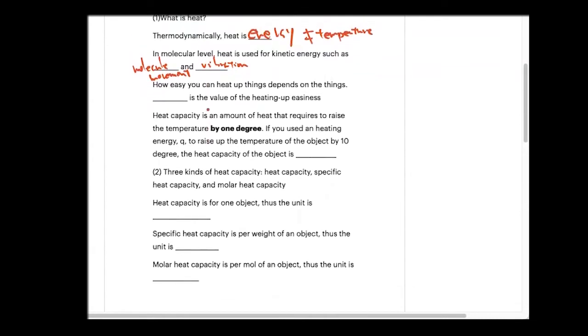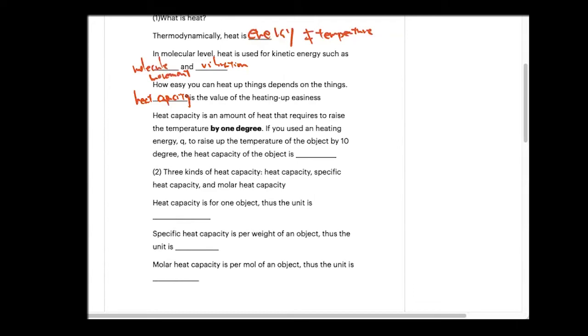And how easily you can heat up things depends on the thing. So each object has different easiness to be heated up using the same amount of heat, which is called the heat capacity. So this is what we study here, heat capacity. And the heat capacity is the amount of heat that is required to raise the temperature by 1 degree. So this is the definition.